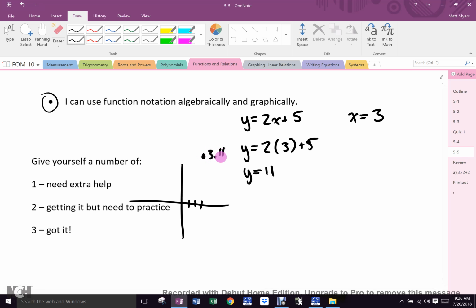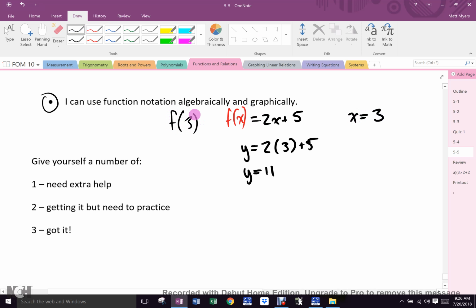Okay. Function notation just takes the y and makes it f of x. Otherwise, it is the exact same thing. Now, x is 3. So I don't write f of x, I write f of 3. That 3 goes into x, which now substitutes in over here. Cool? Everybody cool?